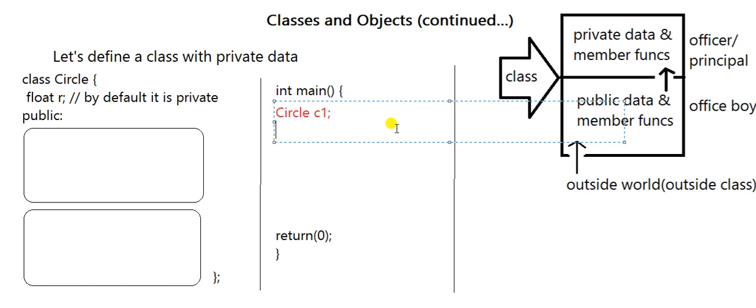Now if the radius were public, I would have said C1 dot r is equal to 2.5. This way I would have done it if radius were public. Right now radius is not public, so this is not allowed. I cannot access radius in main or outside the class. Radius is not at all accessible. So now what is the solution?